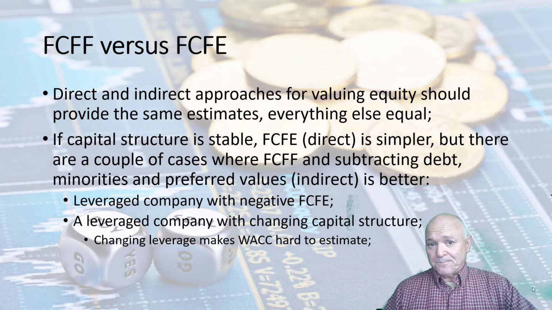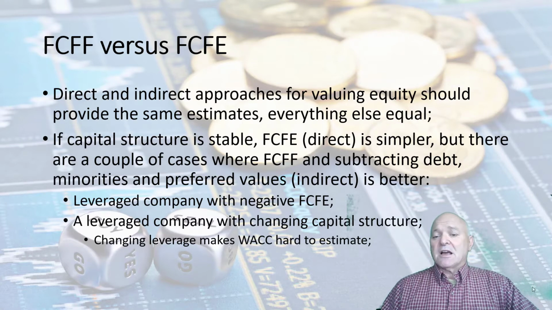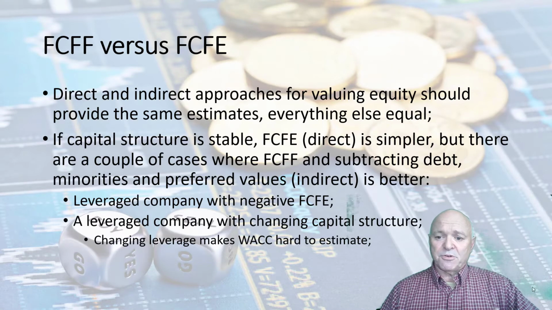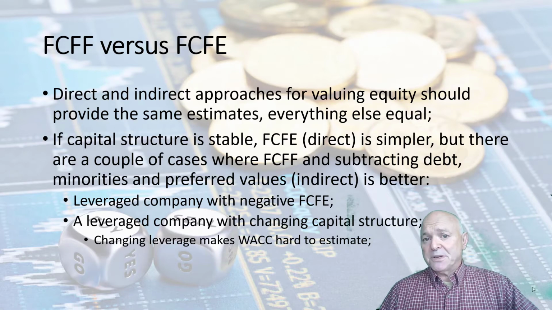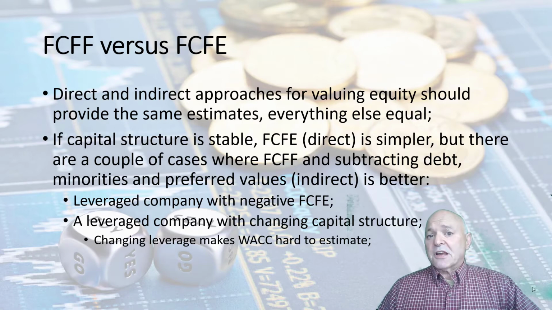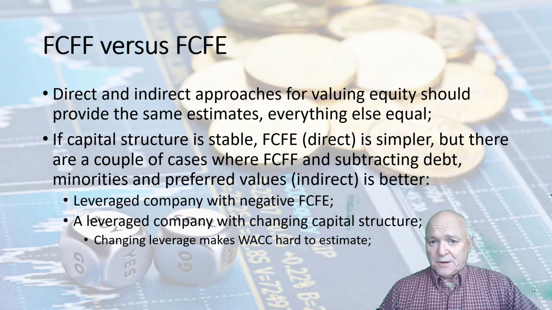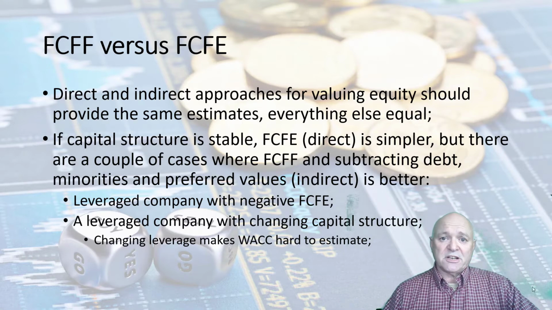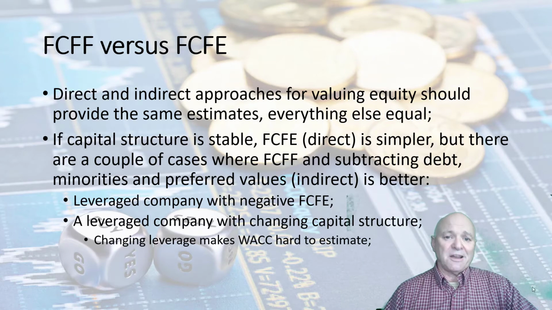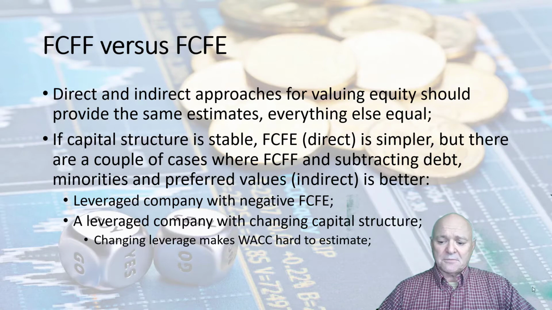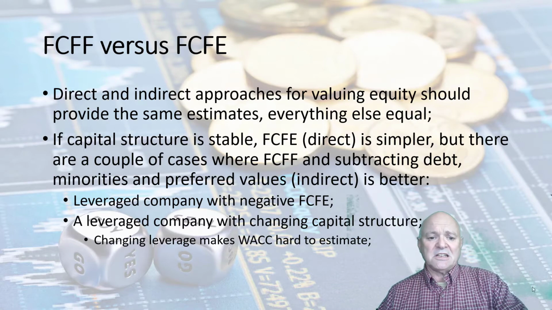If the capital structure is unstable, the free cash flow to the equity is going to be much better. A couple of cases where we'd use the free cash flow to the firm, subtract debt, minorities, and preferred shares, they would be better, especially if the company is highly leveraged and perhaps has negative free cash flows to equity, or if the company's capital structure is changing. And a good example of that is when we have substantial changes in the organization capital structure, including things like a leverage buyout.